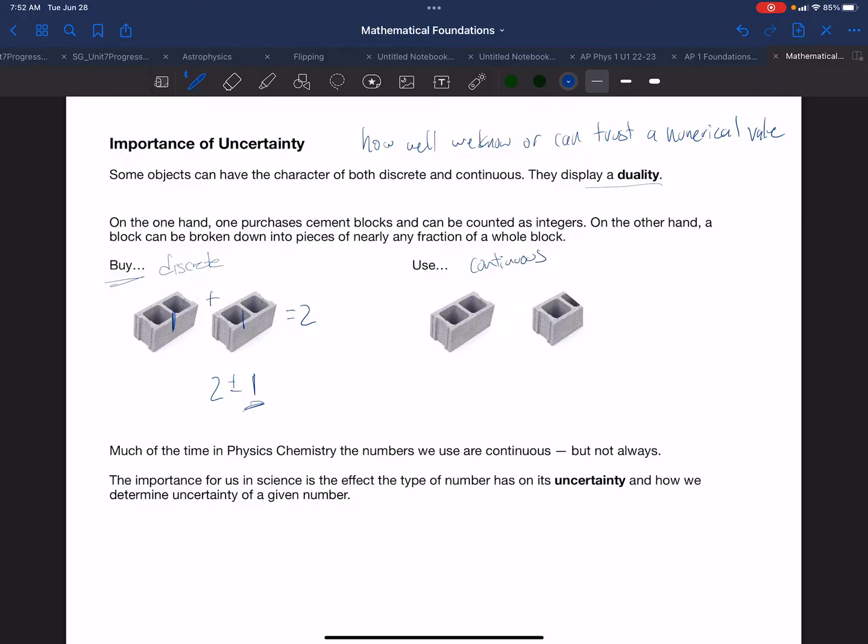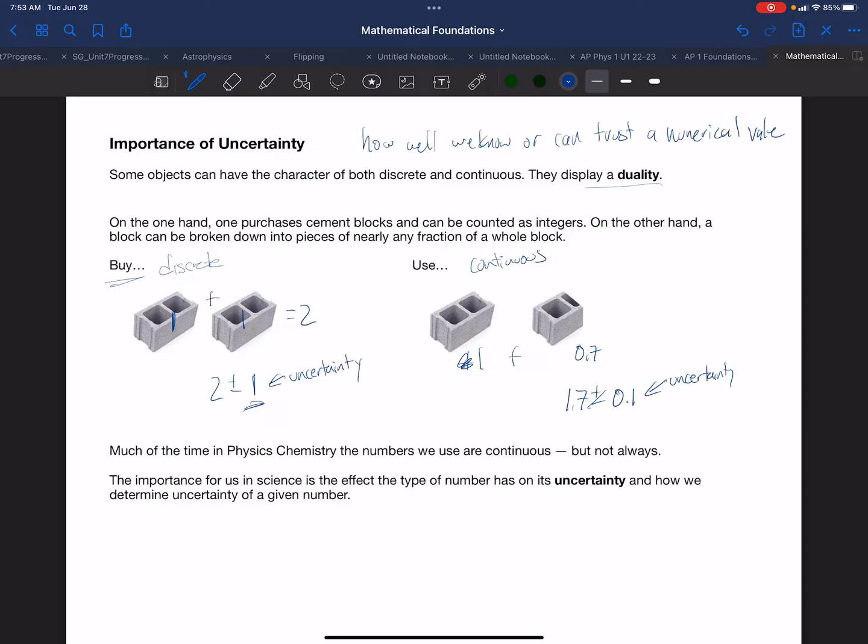So here we have 1 block, and we'll use part of this one, which I'm going to say is about 0.7 blocks. So we might say the number of blocks we used is 1.7 plus or minus some amount, which, giving my estimation here, we might say plus or minus 0.1. And this is what we would say is our uncertainty.